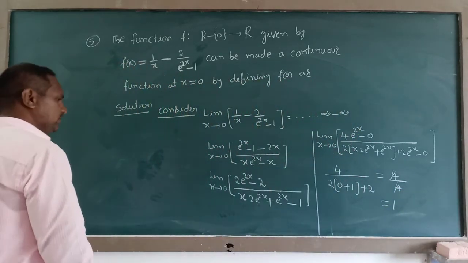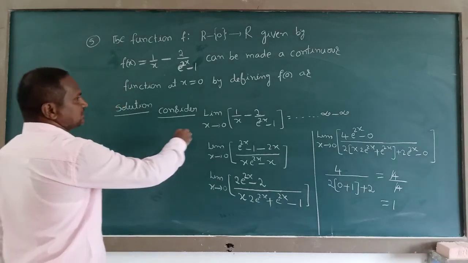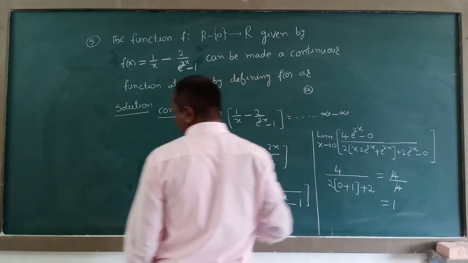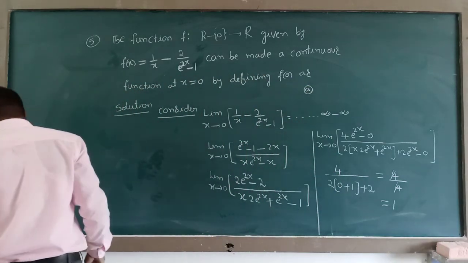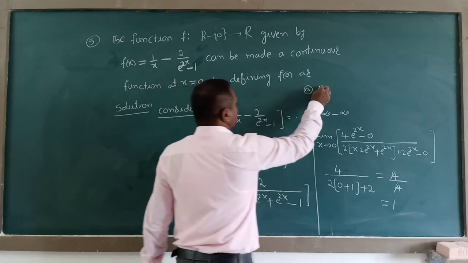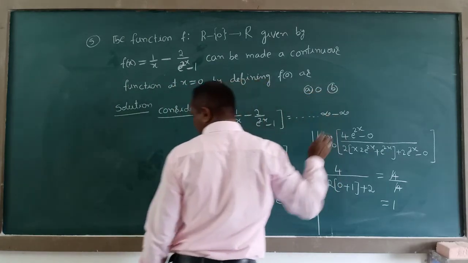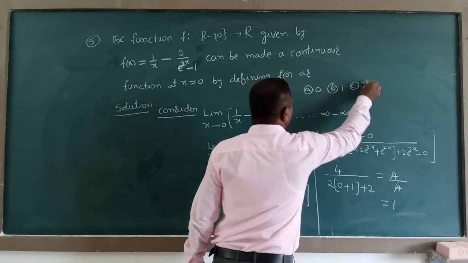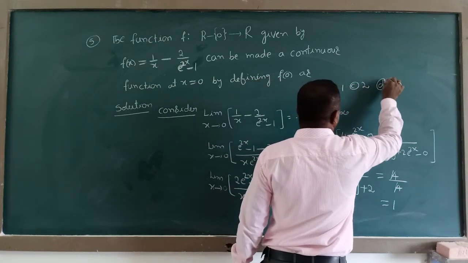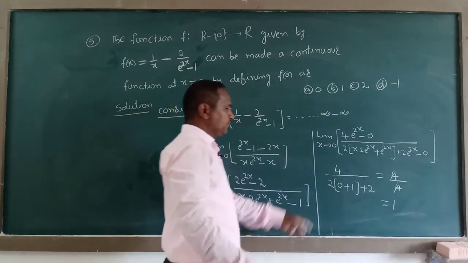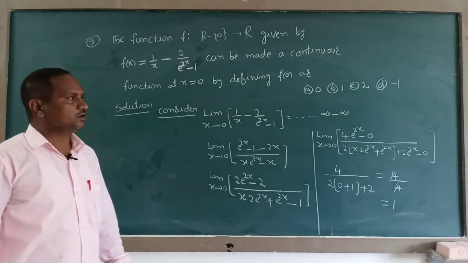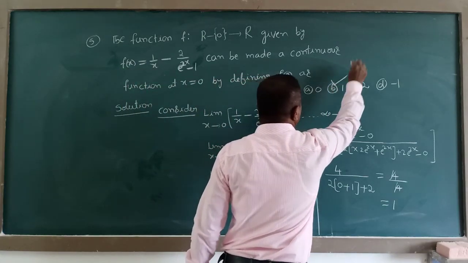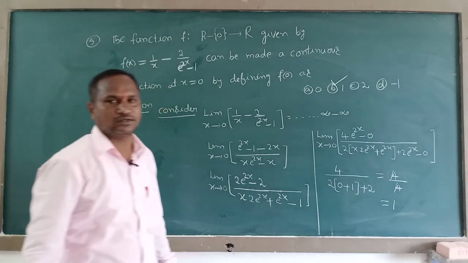I did not write the options here, so I am writing them now. The first option is 0. The second option is 1. The third option is 2. And the last, fourth option is minus 1. We got the answer 1, which is the second option. So the second option is the correct option for this question.